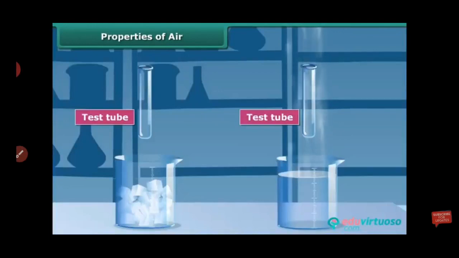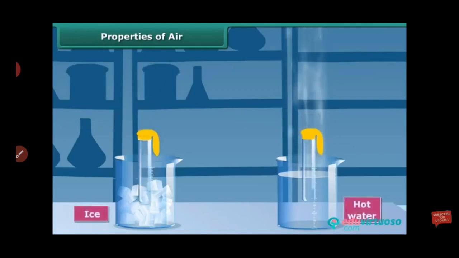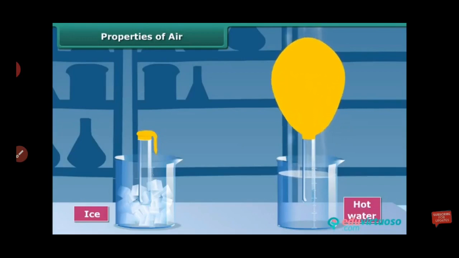And another activity. Take a test tube, cover the mouth of the test tube with a balloon, and place one test tube in hot water and another in ice. In the hot water, the balloon increases in size, whereas in the ice it shrinks. In the hot water, the air expands and moves into the balloon. This shows that air exerts pressure.